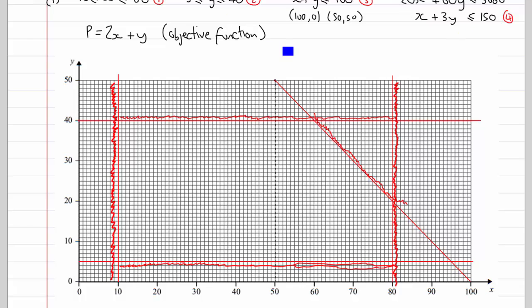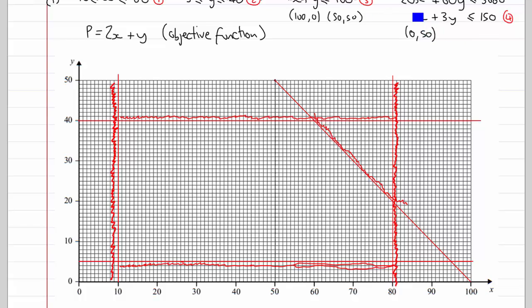Lastly, we've got x plus 3y equals 150. Again, we'll use the cover-up method. So if we said that x was 0, 3y would equal 150, y would equal 50. So we need to draw the point 0, 50.